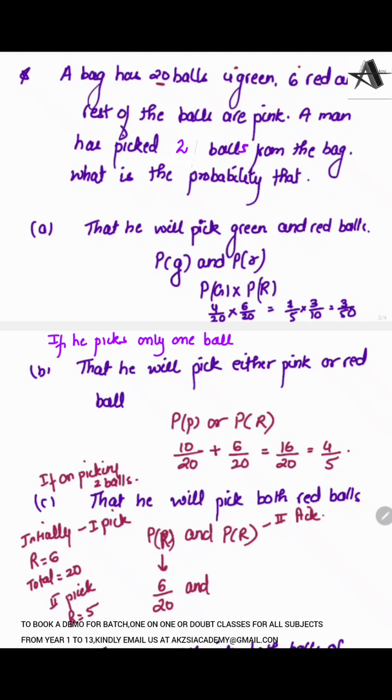And now you would understand that the probability of picking the red ball the second time has changed. And when the probability has changed, that means they are dependent events. So the total number of balls remaining is just 19, because he has already picked one ball, that was a red ball. So what's the probability of picking a red ball the second time? There are 5 red balls out of 19. So it will be 30 over 380, or simply 3 over 38, is the probability of picking both red balls.